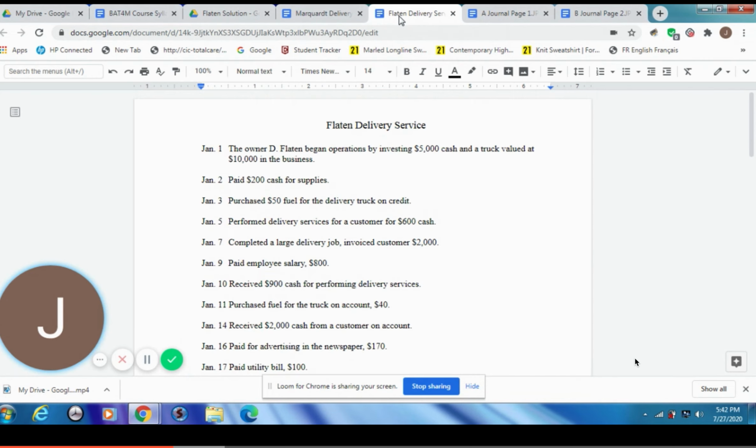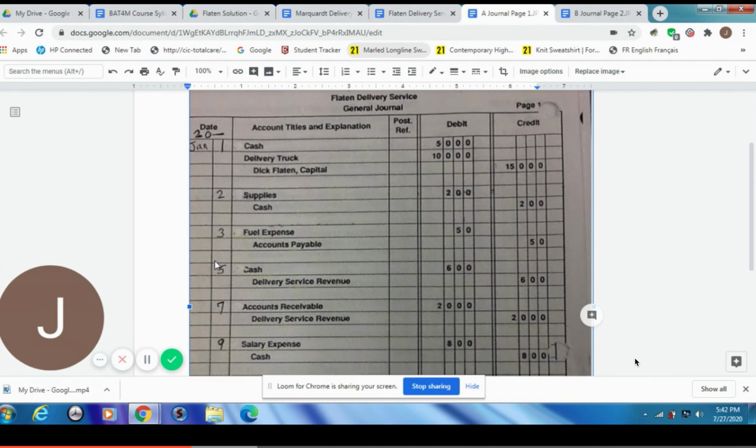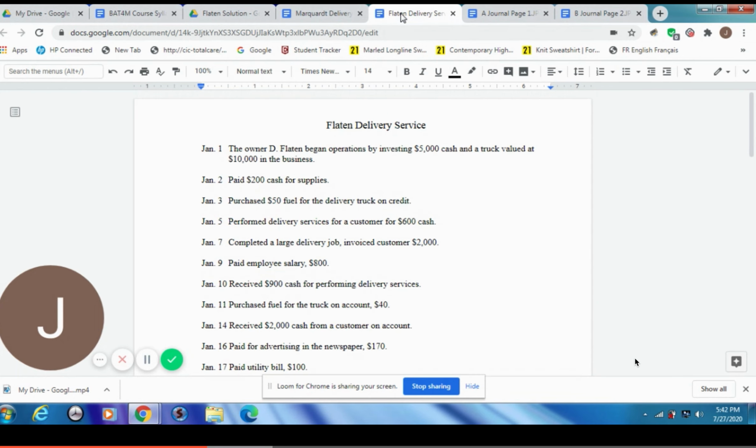So the transaction on our previous page here that comes next, on January 5, it says perform delivery service for a customer for $600 cash. So what we're doing here is we are making a sale. We're selling our service, and it's for $600, and we are getting cash on the same date. Okay. So let's go to our journal, and we'll date it the 5th of January, and we'll debit cash, $600, and then we'll credit the revenue account, delivery service revenue, $600. Okay, and that's that transaction, cash sale. We leave a blank line here.